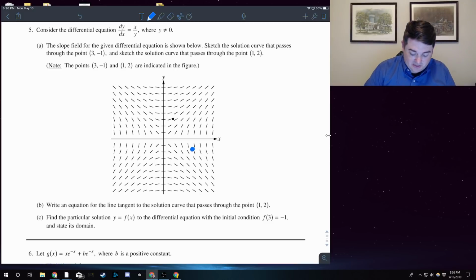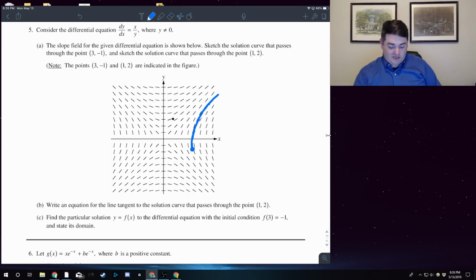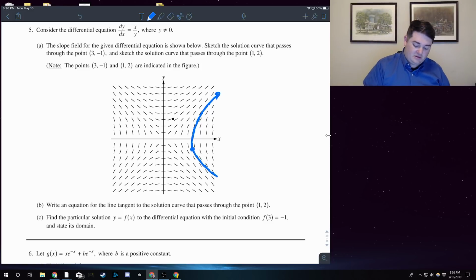So as I move upward from this point, I can see that the slopes are flattening out. And if I continue to ride along the wave here, I'm going to go that way. Similarly, as I move down from this point, I can see the slopes are tending in that direction. So there's one solution curve.